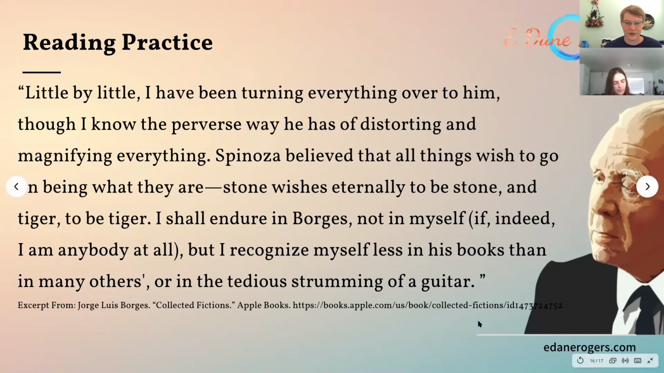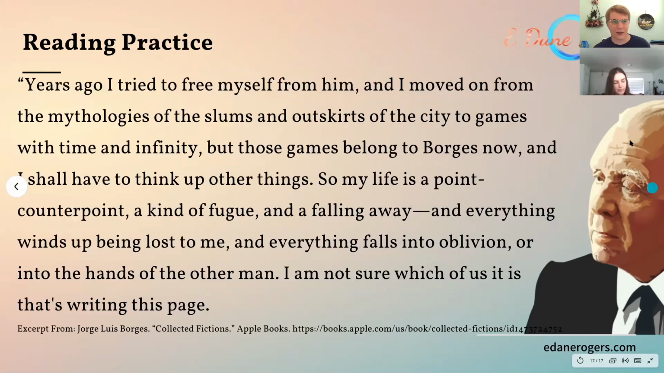Okay, the tedious strumming of a guitar. All right, our last paragraph here in Borges' essay about himself. Years ago, I tried to free myself from him. And I moved on from the mythologies of the suburbs and outskirts of the city to games with time and infinity. But those games belong to Borges now. And I shall have to think up other things.